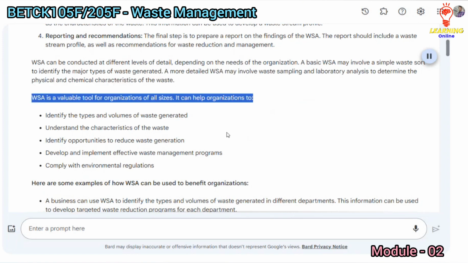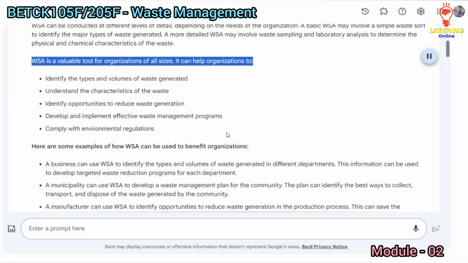It can help organizations to identify the types and volumes of waste generated, understand the characteristics of the waste, identify opportunities to reduce waste generation, develop and implement effective waste management programs, and comply with environmental regulations.